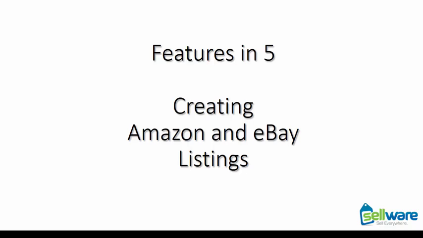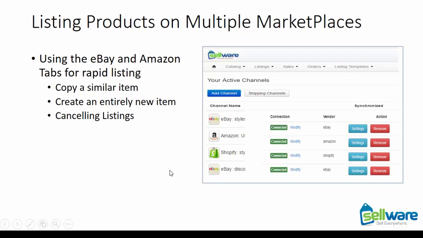Today we're going to be covering a few of the new ways to create Amazon and eBay listings. So, for listing products on multiple marketplaces, today we're going to cover eBay and Amazon. We're going to do two different techniques to create a listing. One, to copy a similar item so that you can take all of the default data. And number two, creating an entirely new item from the Sellware platform.